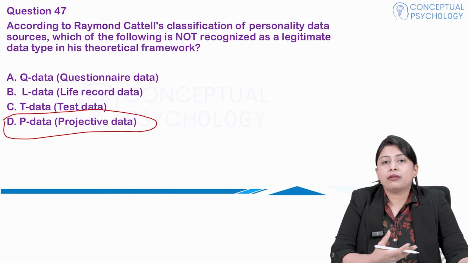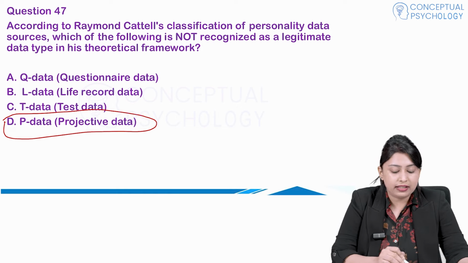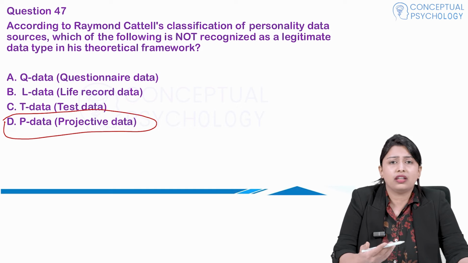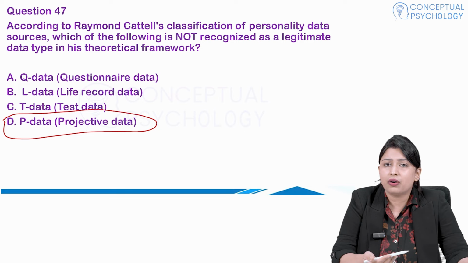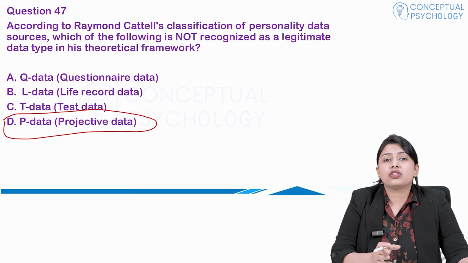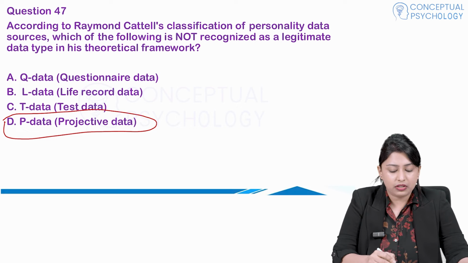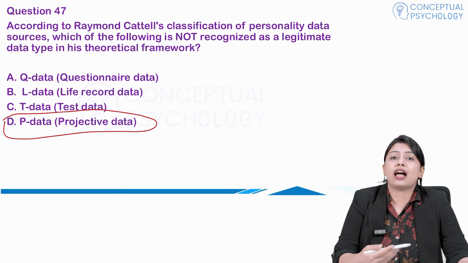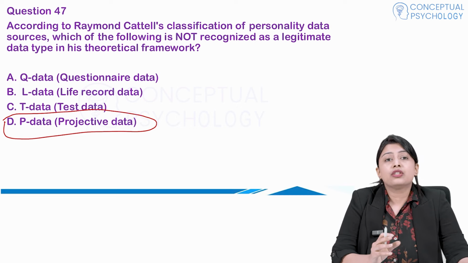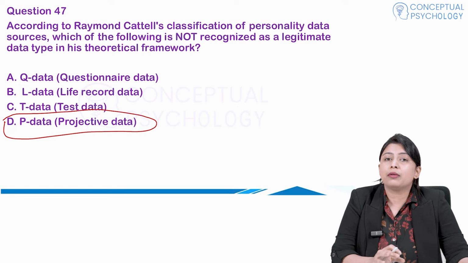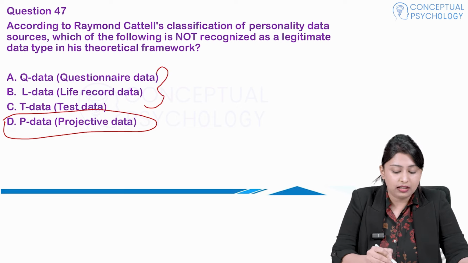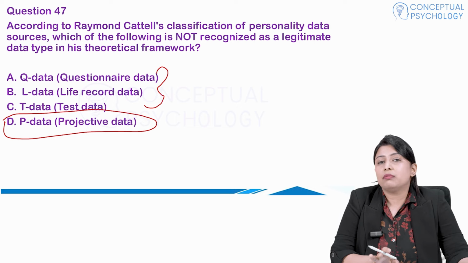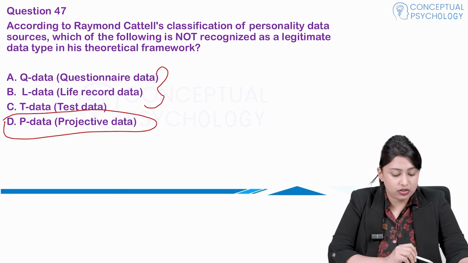So Cattell identified primary sources of personality data, which is the L data, which is life record data, observations of behavior in natural settings, peer ratings, biographical records. Then the Q data, which is the questionnaire data, self-report measures, and personality questionnaires like 16 PF. And T data, which is the test data, which is objective tests where the person doesn't know what trait is being measured, such as reaction time or physiological measures. Alright, so here Cattell 16 PF was primarily developed using the factor analysis of these three sources, with the final instrument being a Q data measure, which is the self-report questionnaire. But it did not include the projective data.